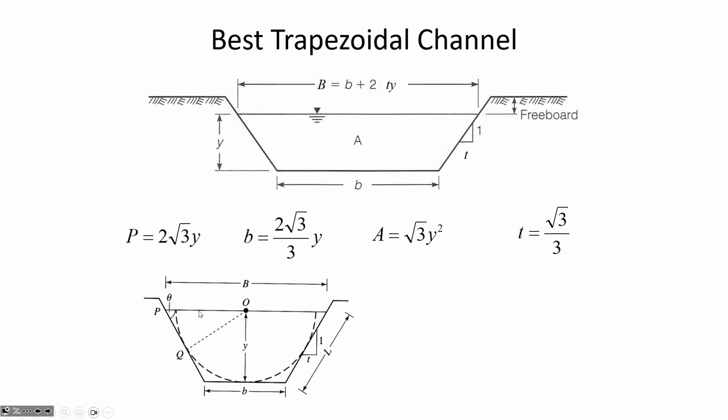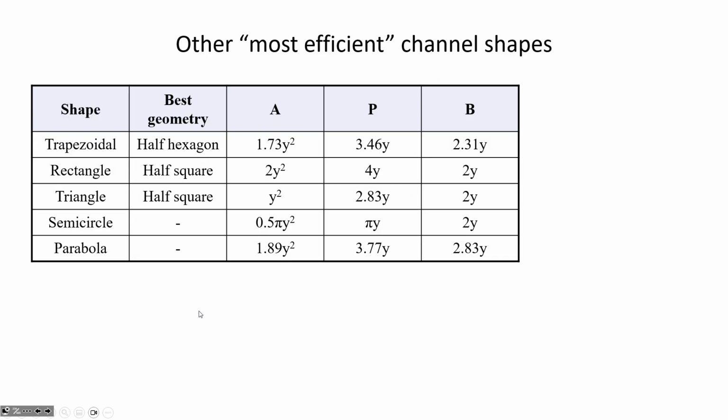So that's why it has that particular shape, is it's the one that comes closest to a half circle, which is the way to minimize wetted perimeter for a given area. So that's the best trapezoidal channel. And then here's a table of other most efficient shapes.